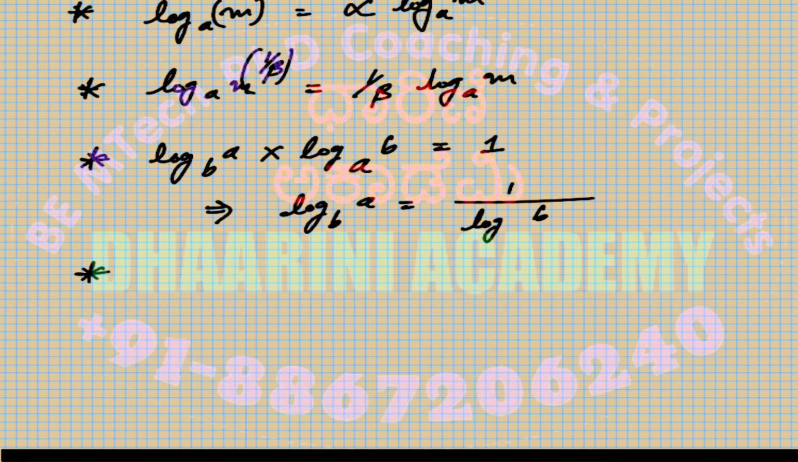Next, we have another property. If I try to write log of a to the base b into log of b to the base c into log of c to the base a, if at all we try to write an equation like this, that's also going to be equal to 1.